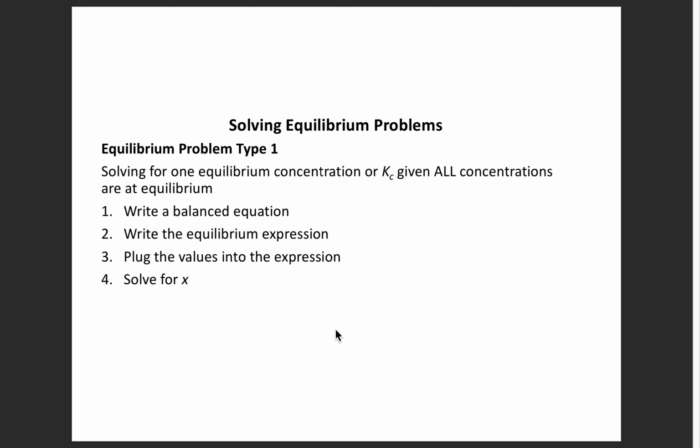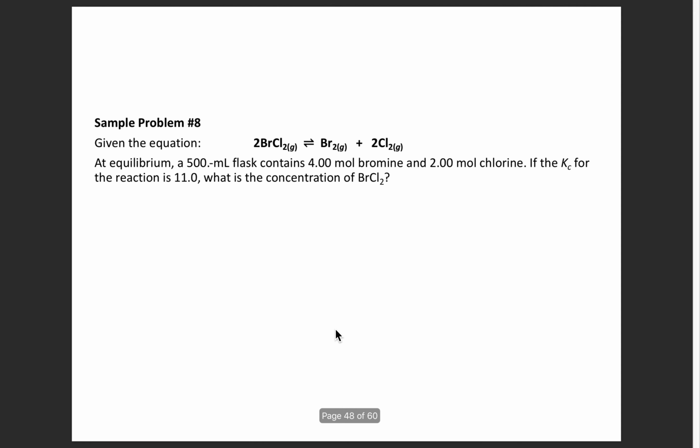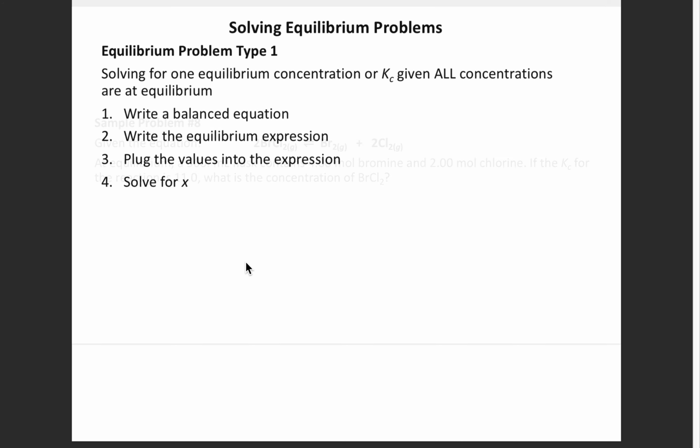All right, so let's take a look at what that looks like with sample problem 8. Here's an equation they gave to us. It's already balanced for us, so that's nice. Now, at equilibrium, a 500 milliliter flask contains 4 moles of bromine, 2 moles of chlorine. If the equilibrium constant K for the reaction is equal to 11, what is the concentration of bromine dichloride? So in this particular case, let's go back to the steps.